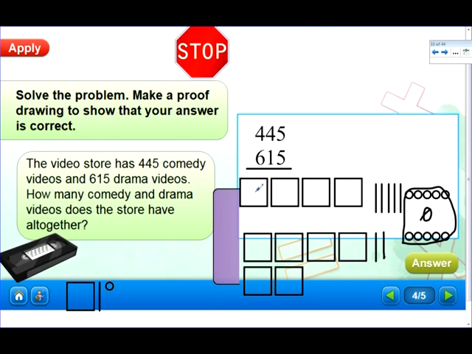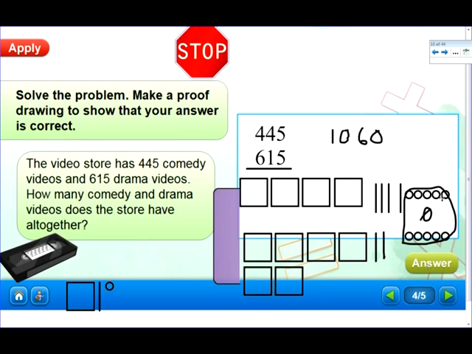Now let's count how many 100s we have. 1, 9, 10. So we have 10 of those. And if we have 10 of those, that would make our answer be 1, 0, 1, 2, 3, 4, 5, 6. Change that to a 6, 6, 1, 0, 6, 0.